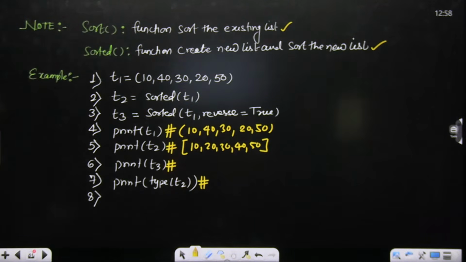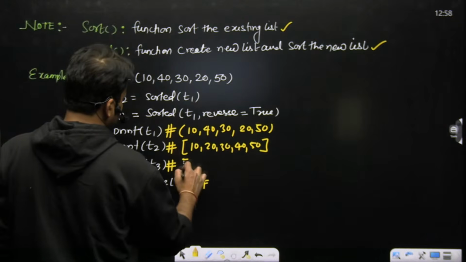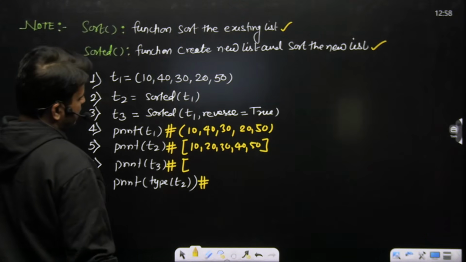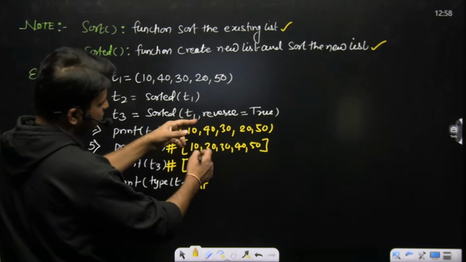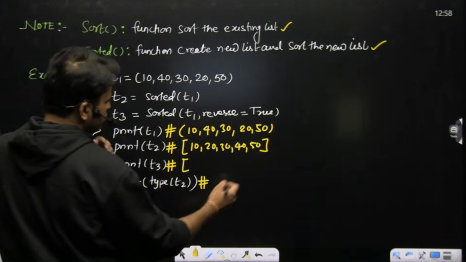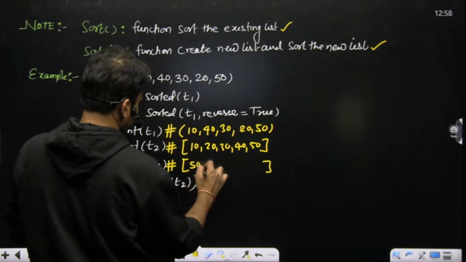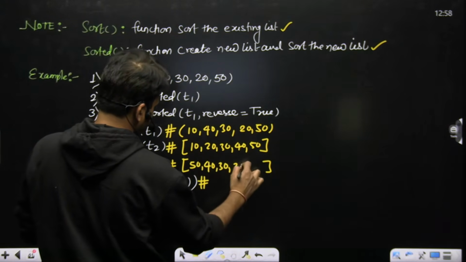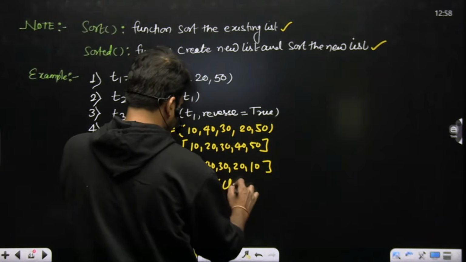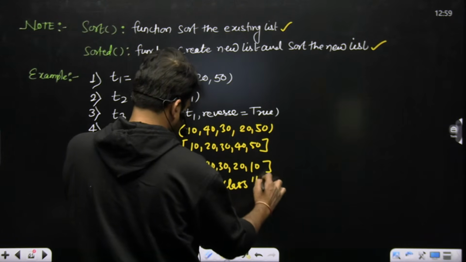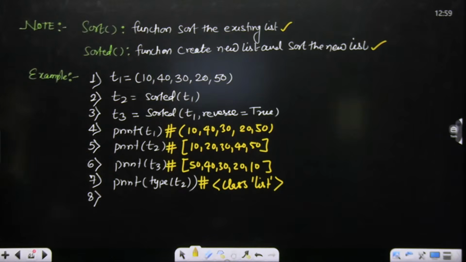Print T3. What does it print? Yes. T3 equals to sorted(T1), reverse equals to true. If you pass the reverse equals to true argument, it creates a list and sorts in descending order. So this is the output. And type of T2, this is a list, student. All right. So class list.